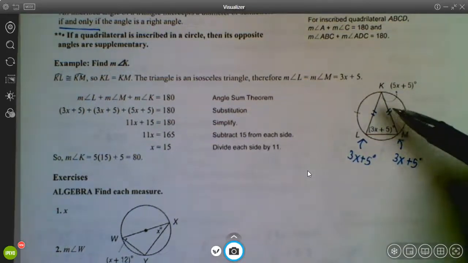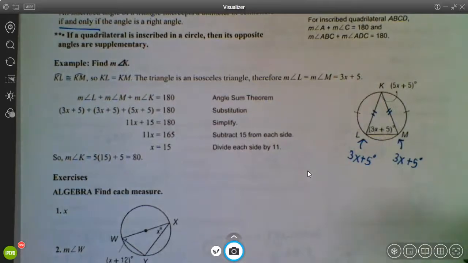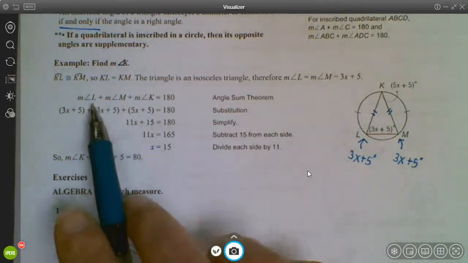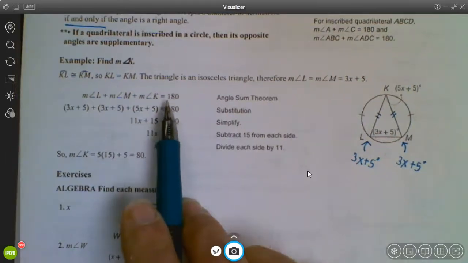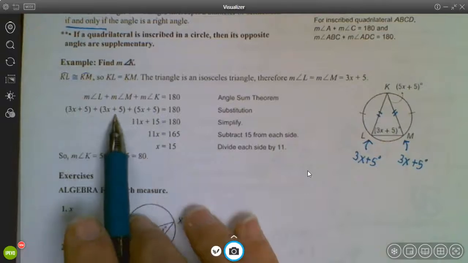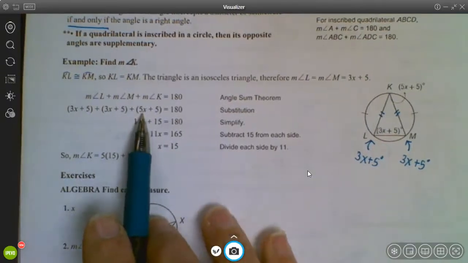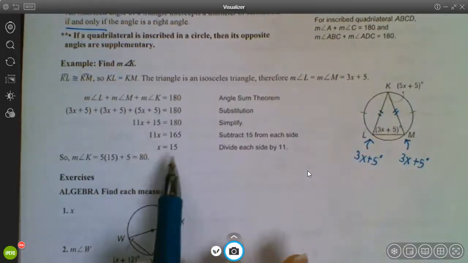So we've now identified an expression for all three angles of a triangle. Here's something else we learned first semester. All three angles of a triangle add to 180, right? Triangle sum theorem. So if we look at that, we can now say that the three expressions for the three angles of that triangle add up to 180. Use some basic algebra to solve from there.